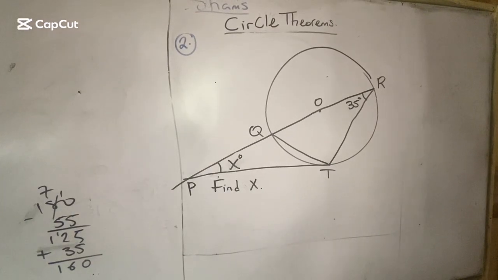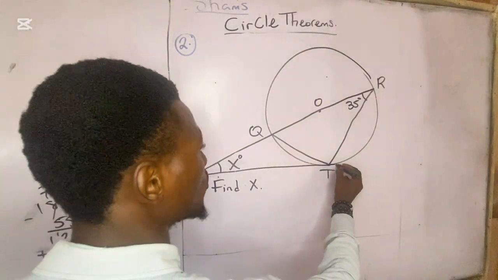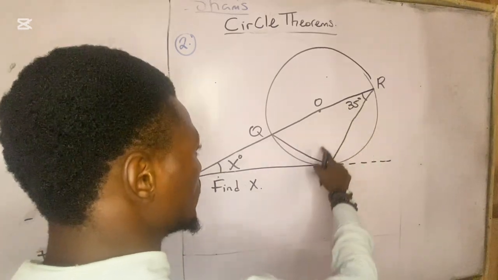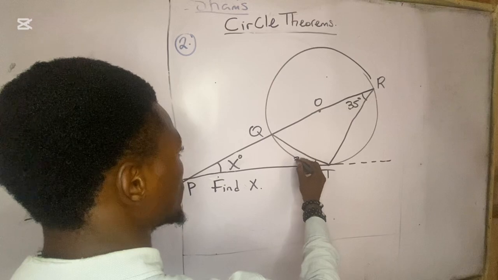So for this number 2 question, how do I find the value of x? It's actually very, very simple to find the value of x. I talked about the tangent rule in the previous video. This is a tangent. Yes, you can draw it out. It's a tangent, which means if here is 35, definitely here will be 35. Interior angle equals exterior angle. So here is 35 degrees.